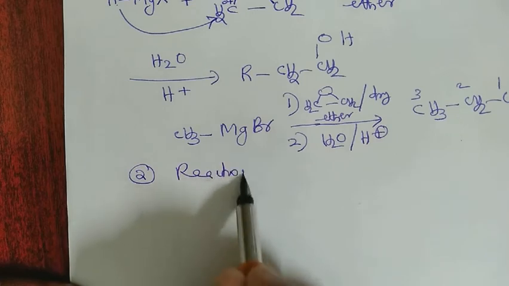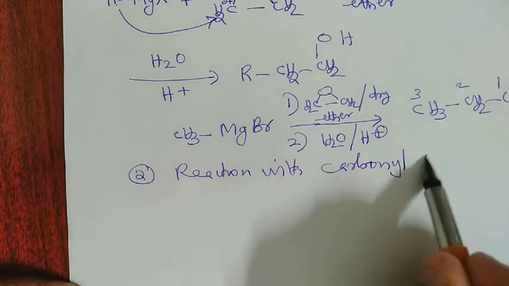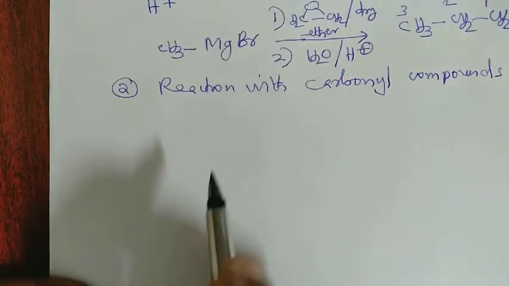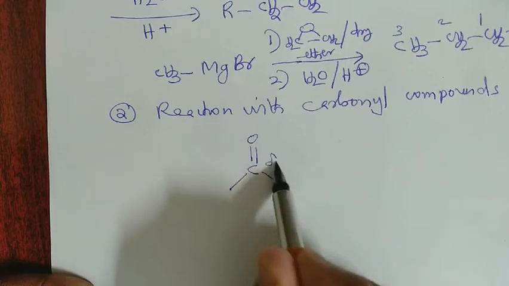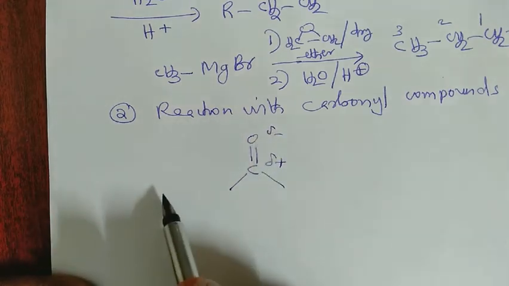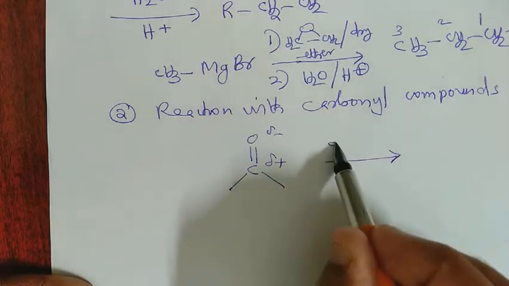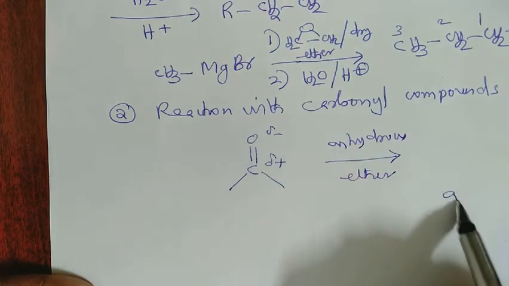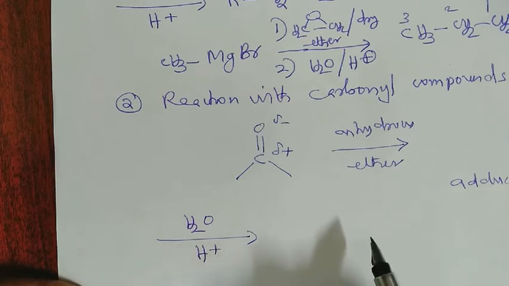Reaction with carbonyl compounds. Aldehydes and ketones are collectively called carbonyl compounds. They contain a polar carbon-oxygen double bond. Grignard reagents give an addition product with aldehydes and ketones in anhydrous ether medium. The addition product or adduct on hydrolysis in acid medium gives an alcohol.